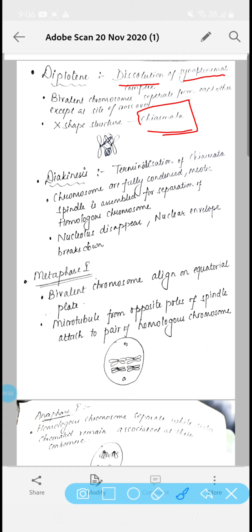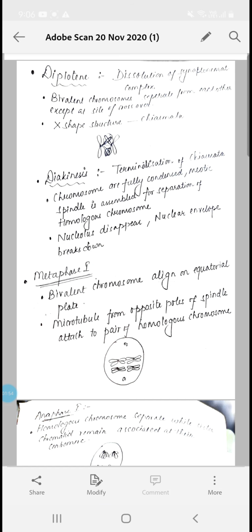Now we come to the last stage of prophase 1, that is the fifth stage, which is characterized by terminalization of chiasmata. Now chiasmata will end. Chromosomes are fully condensed. The meiotic spindle is assembled for the separation of homologous chromosomes, and finally the nucleolus will disappear and the nuclear envelope will break down. So by this stage prophase 1 is completed.